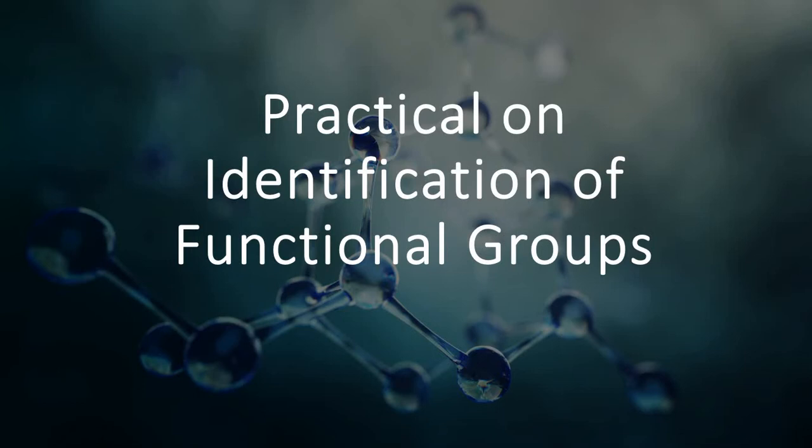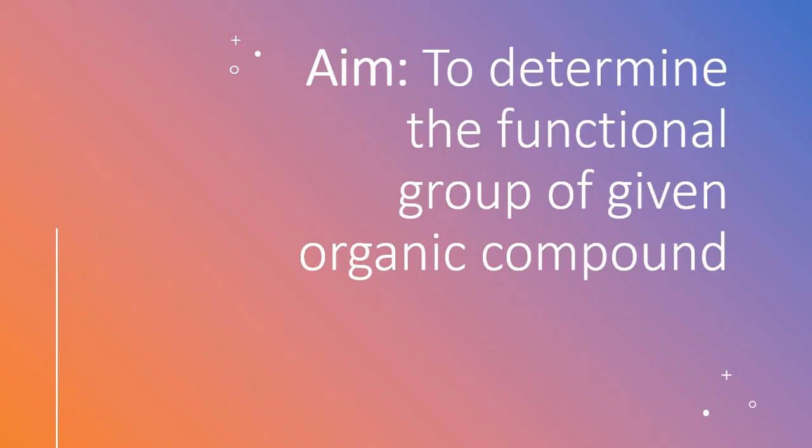In this practical session, we are going to see the identification of functional groups. Organic compounds have different functional groups. They are identified with the help of some chemical tests or reactions that we are going to see in this practical session. The aim of this practical is to determine the functional group of an organic compound. Organic samples are given, for which we are going to determine which functional group is associated with that particular organic compound.